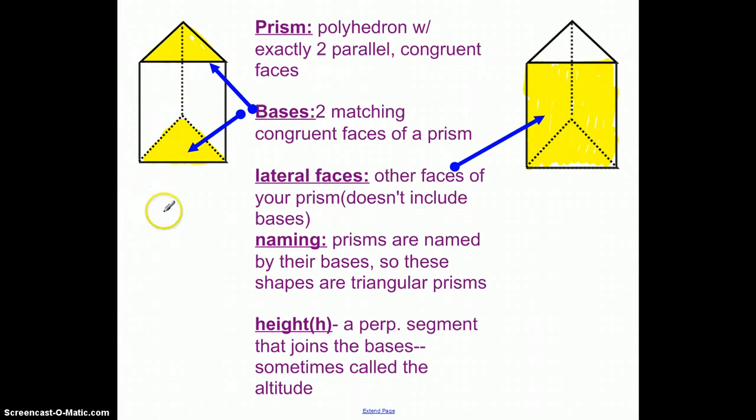Now, they're also going to use a height here. A height is a perpendicular segment that joins the two bases. I'm going to grab my highlighter here so you can see this. This line right here would be one where I could have a 90-degree angle down here. That would be the height between the two bases. So this right here is what they're talking about in the height.